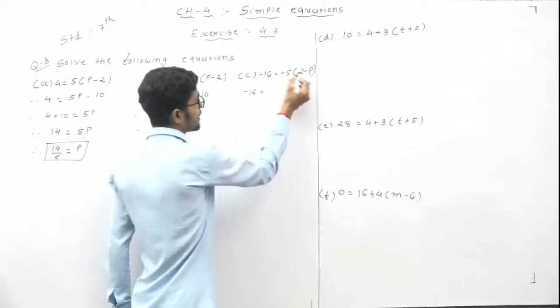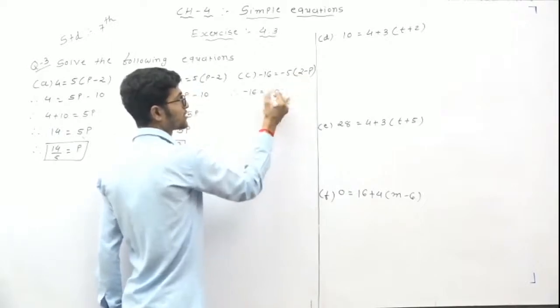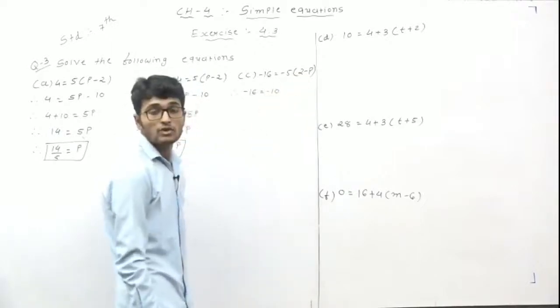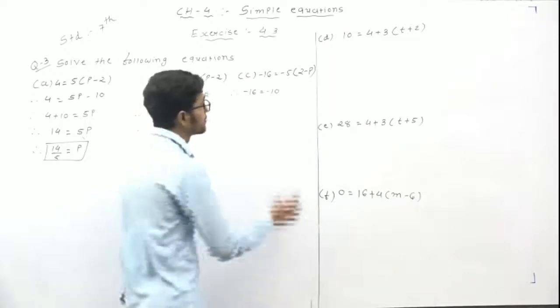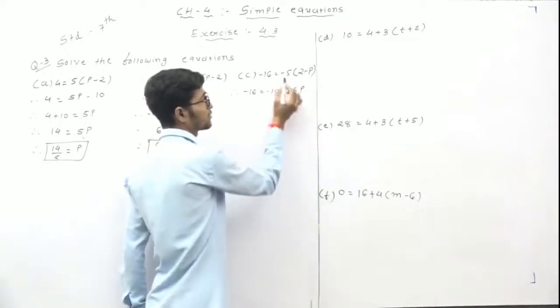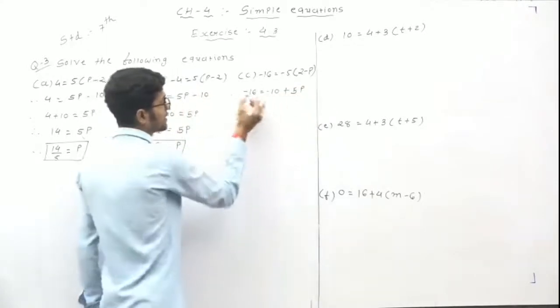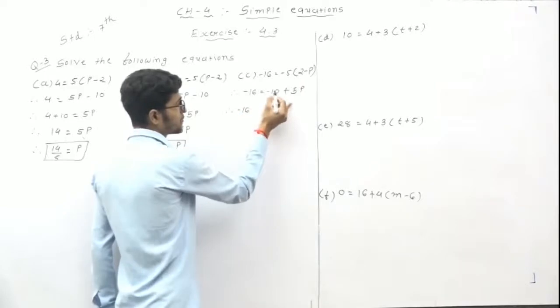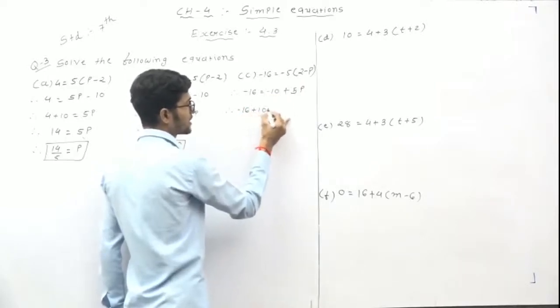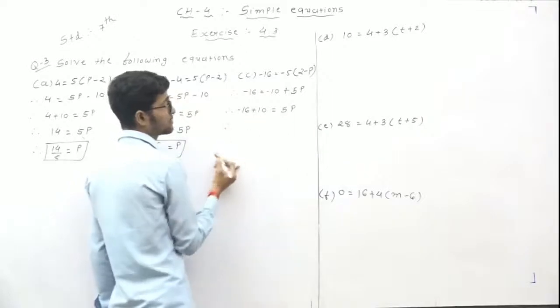5 multiplied by 2 is 10, but this one is negative, this one is positive, negative, positive, negative. 5 times 2 is 10, right? Multiplication, 5 multiplied by p, it means 5p. Both the numbers are negative, so minus and minus is plus, so here is a plus sign. See, on this side, minus 16, minus 10; on this side, plus 10 is equal to 5p. Minus 16 plus 10.